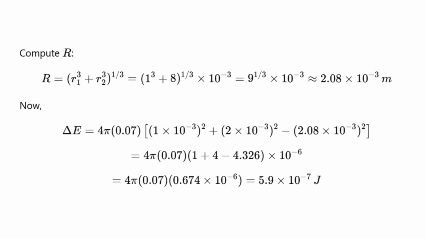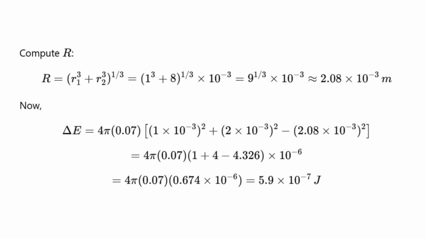Let us now compute the capital R, the radius of the new large sphere, which is equal to R1 cube plus R2 cube whole power 1 by 3. So 1 cube plus 2 cube, 2 cube means 8, so 1 plus 8, that is 9 power 1 by 3 into 10 power minus 3. That works out to 2.08 into 10 power minus 3 meter.